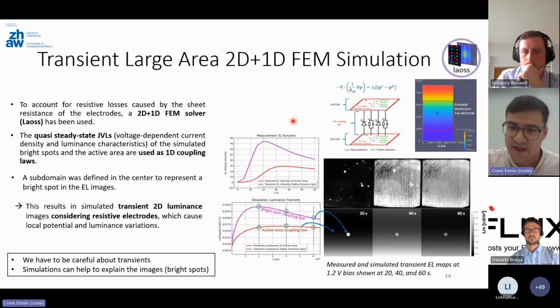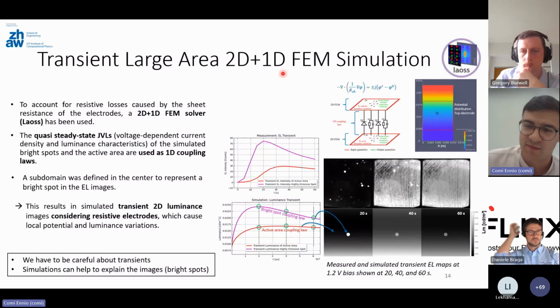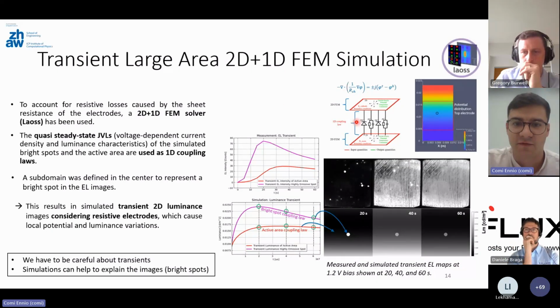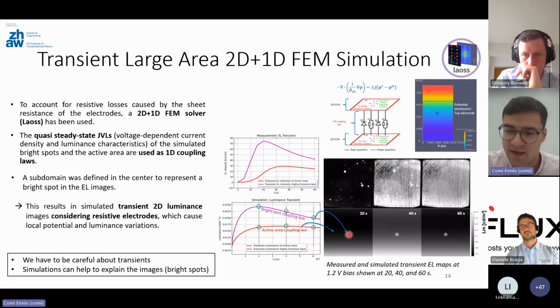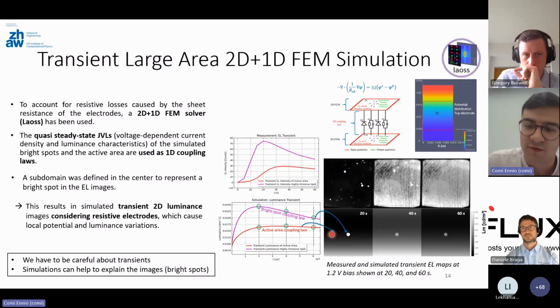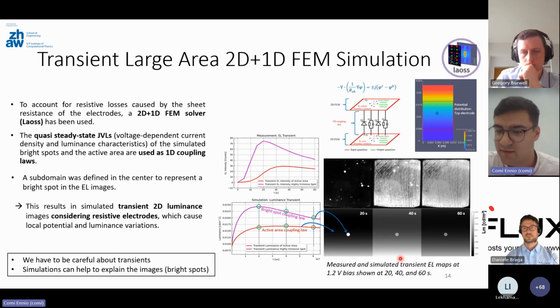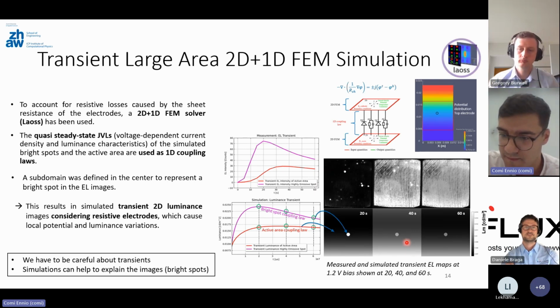Then we played around a bit with those SETFOS simulations. We have 1D SETFOS simulations, and we can use those as coupling laws for LAOSS simulations. From SETFOS, we exported JVLs, voltage-dependent current density and luminance characteristics, at 3 different points in time. And then we added a subdomain in the center in LAOSS to mimic this bright spot, and we put the coupling law on the active area, and that's how we were able to simulate transient 2D luminance simulations. And those simulations are also affected by the potential drop. So we see how the potential on the active area also influences the luminance.